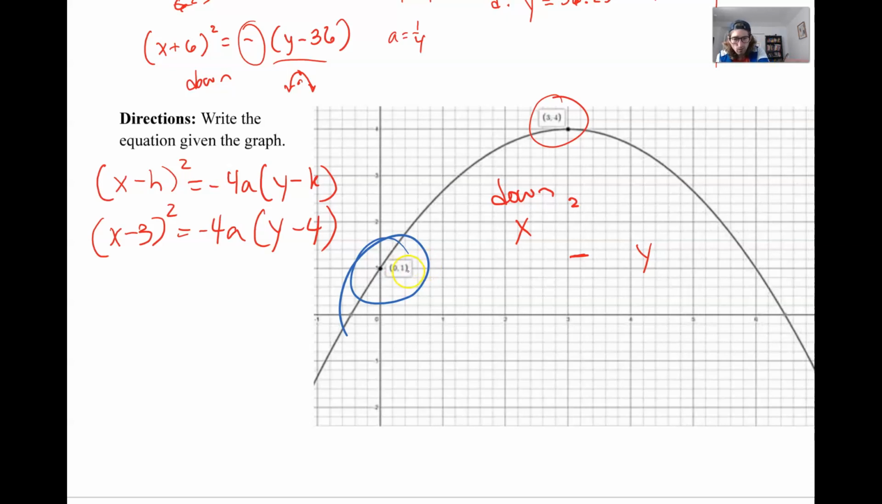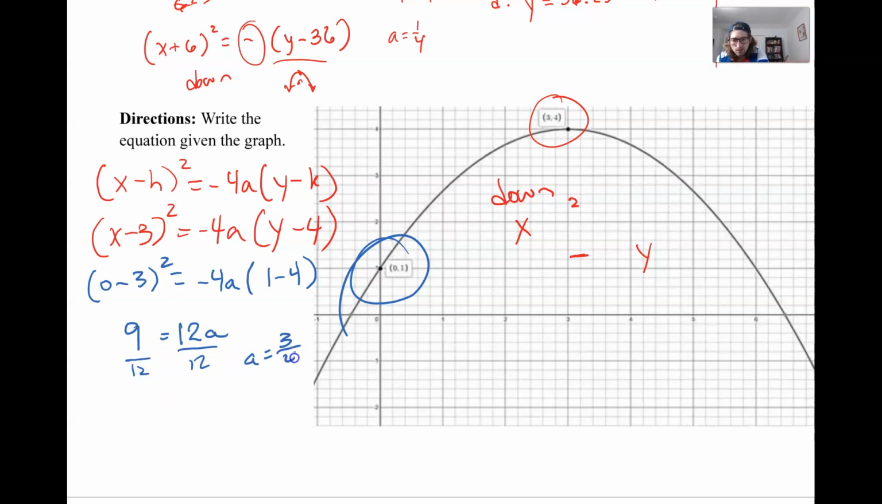So let's do that. We're going to plug in 0 for x. We're going to plug in 1 for y, sorry. 0 minus 3 is negative 3 squared is 9. Negative 4a, 1 minus 4 is negative 3. Negative 3 times negative 4 is 12. So we get 12a. We divide by 12. So a is equal to 3/4.